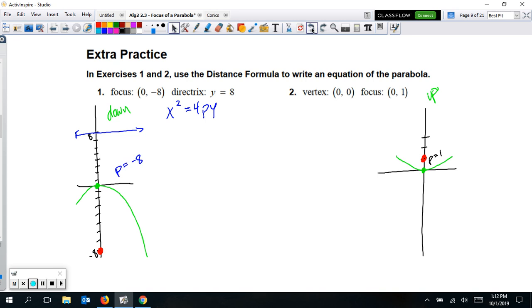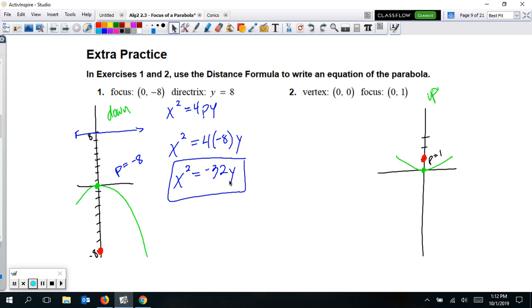And now all I have to do is plug p into that form of the equation. So x squared equals 4 times negative 8 times y. Well, 4 times negative 8 is negative 32. So x squared equals negative 32y. So that's one way we can write the equation.